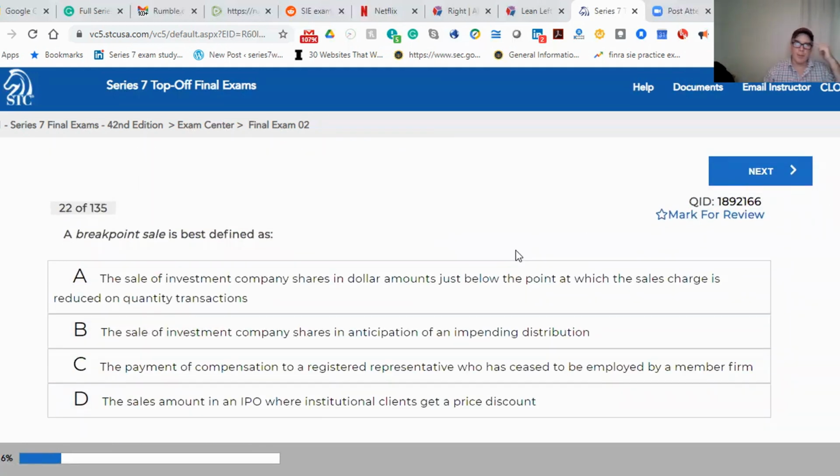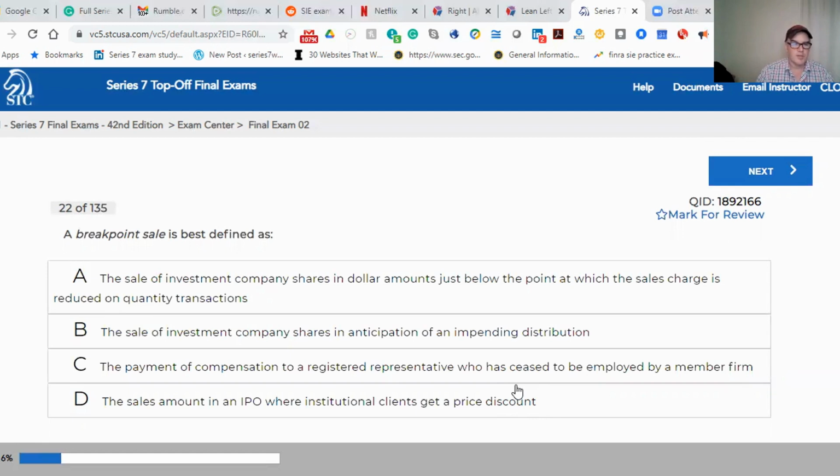A breakpoint sale. That's a violation. It's best defined as. Let's start with D. Sales amounts with the IPO. No, because breakpoint sales are about mutual funds. Throw that out. Payment of compensation to a registered rep who has ceased to be employed. If a guy or a girl retires, you can cut a deal with them and pay them on their previous customers until they die. But it has to be in writing and it has to be set up before they leave.